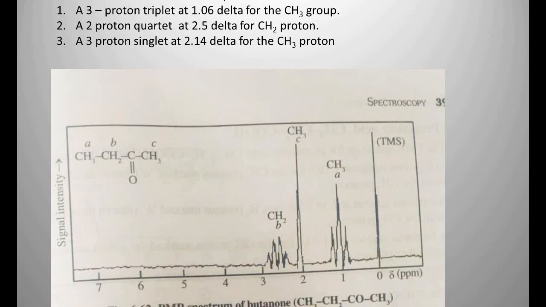The second proton, the CH2 proton, can undergo spin coupling with the CH3 proton on the left. So a 2 proton quartet at 2.5 delta for the CH2 position. So first CH3 at 1.06, then second is another CH3 on the right side of the CO group, a singlet. Next is the middle CH2, a quartet at 2.5 delta.